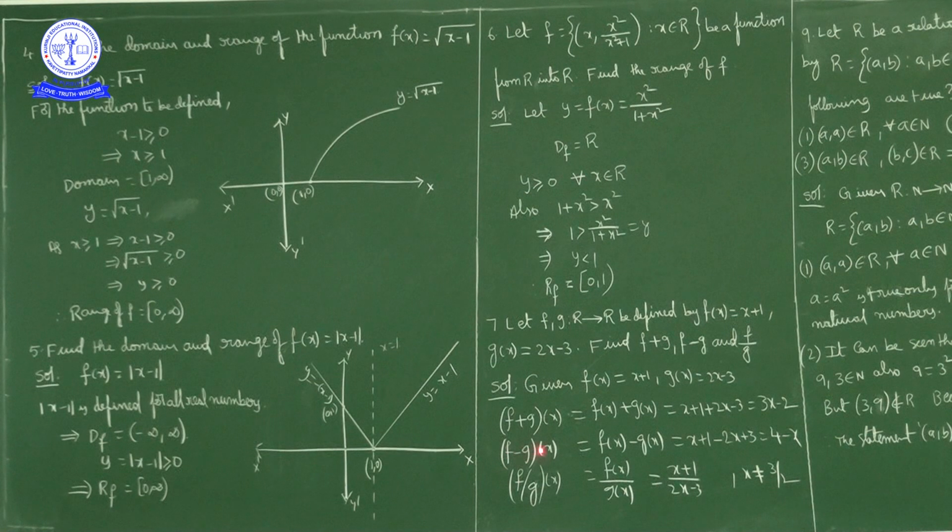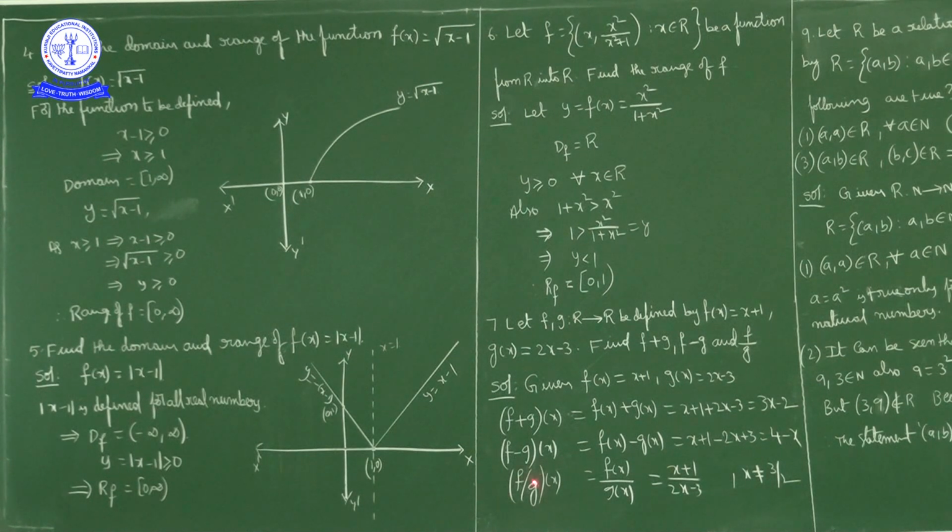Next, f minus g. f minus g is f of x minus g of x. What is f of x? x plus 1. Okay. What is g of x? 2x minus 3. Minus of g of x is minus 2x plus 3. So what we have? x minus 2x, that is minus x, and 1 plus 3, that is 4. So 4 minus x. f of x minus g of x is 4 minus x.